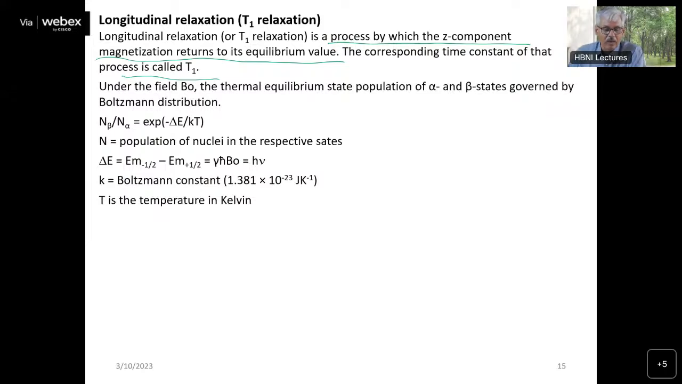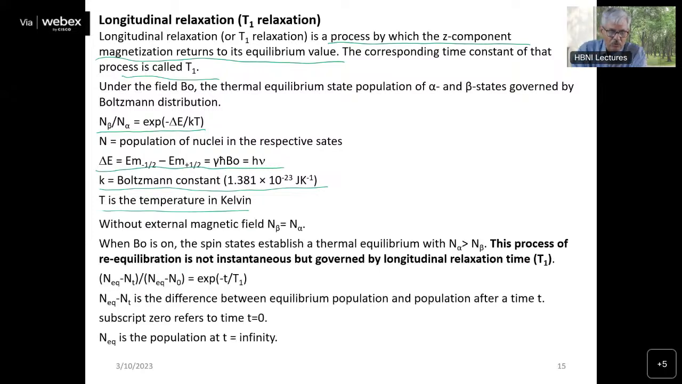Okay, so now again, this is your equilibrium state population. This delta is nothing but the energy difference between the two states, which is again h nu, and these are the two constants, the Boltzmann constant, and T is the temperature. These are things we have told you several times. So when there is no magnetic field, both state populations are the same.